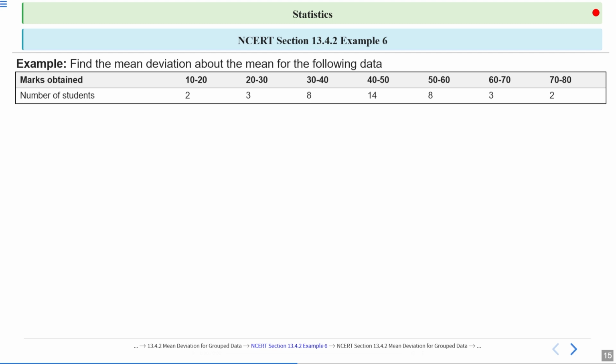So in interval 10 to 20, the number of students is 2. In interval 20 to 30, the number of students is 3. In interval 30 to 40, the number of students is 8. In interval 40 to 50, the number of students is 14. In interval 50 to 60, the number of students is 8. In interval 60 to 70, the number of students is 3. And in interval 70 to 80, the number of students is 2.